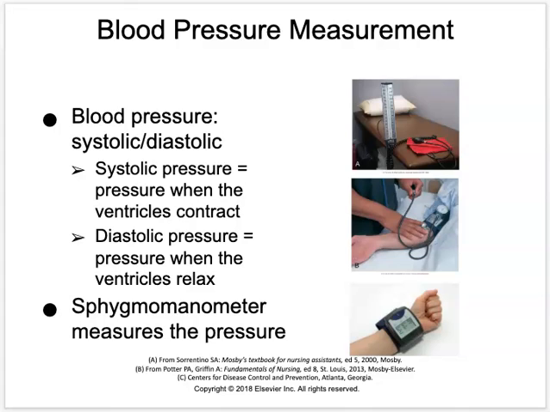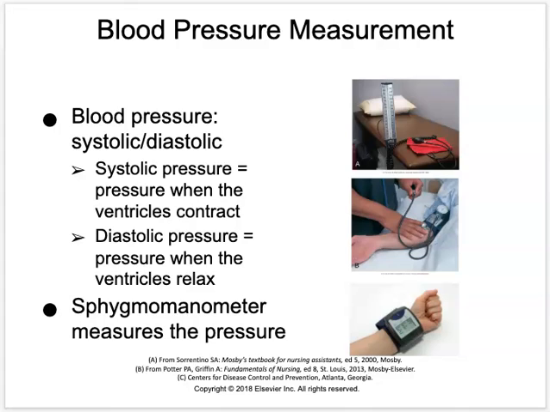So blood pressure is abbreviated BP, and it is measured in millimeters of mercury. Okay, the units we use for blood pressure are mmHg. And the blood pressure is how much force raises the mercury in the sphygmomanometer. So with our blood pressure reading, we have a systolic pressure. This is the pressure when the ventricles contract during systole. And then we have a diastolic pressure, which is the pressure when the ventricles relax during diastole.